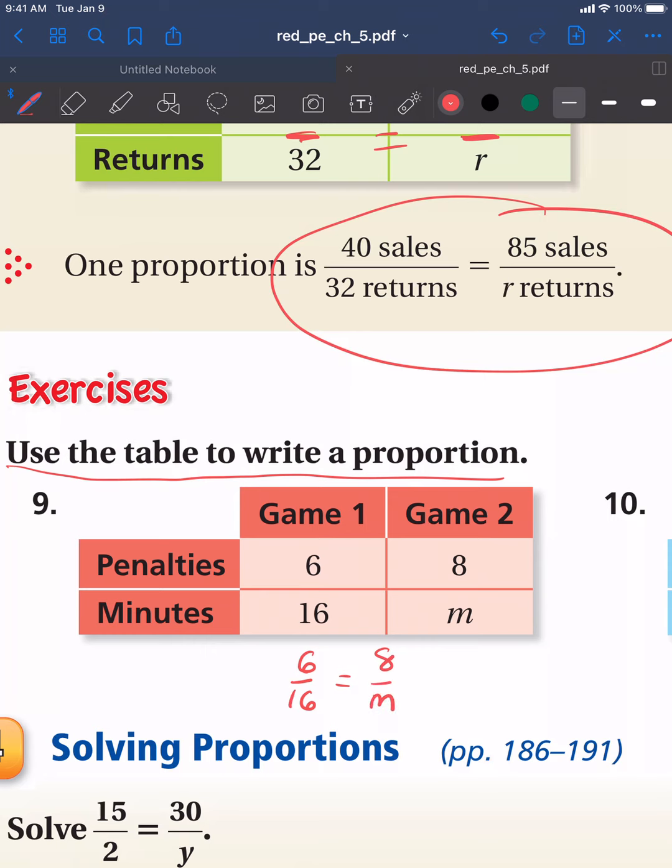I'm going to solve it, because my type A personality can't handle not knowing what M is either. My question is, do we have to figure out which one's on top and which one's on bottom? It doesn't really matter. I could say penalties per minute or minutes per penalty, but I think penalties per minute sounds better, right?